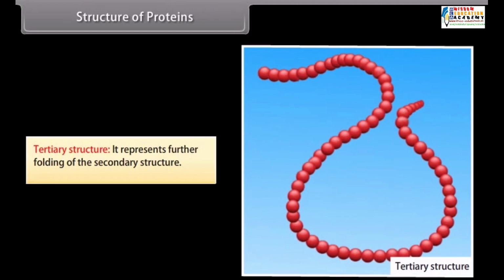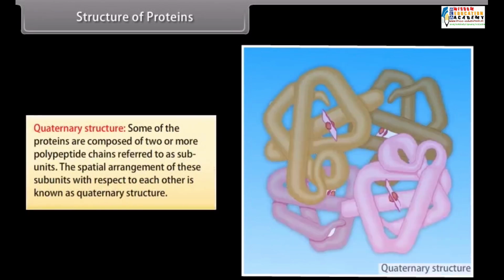Tertiary structure. It represents further folding of the secondary structure. Quaternary structure. Some of the proteins are composed of two or more polypeptide chains, referred to as subunits. The spatial arrangement of these subunits with respect to each other is known as quaternary structure.